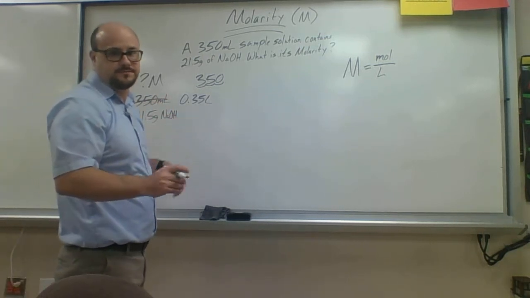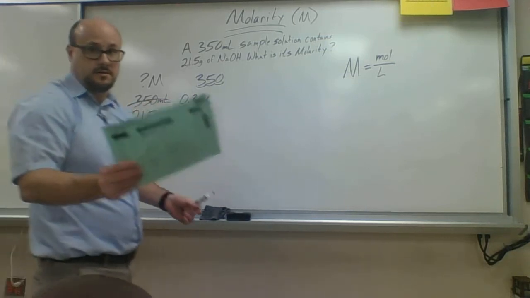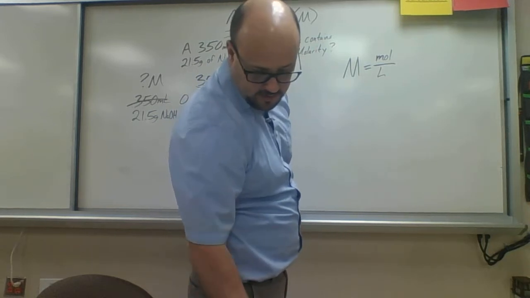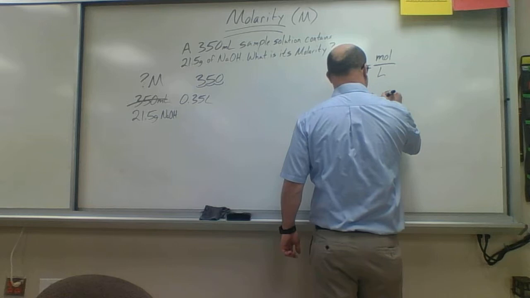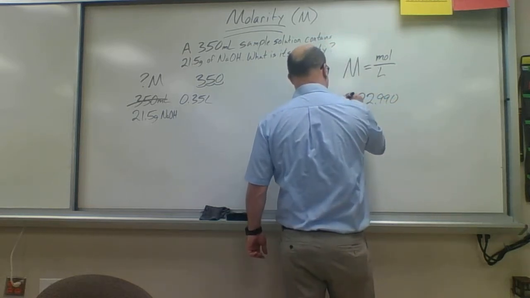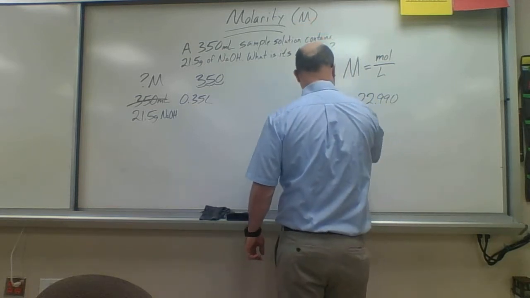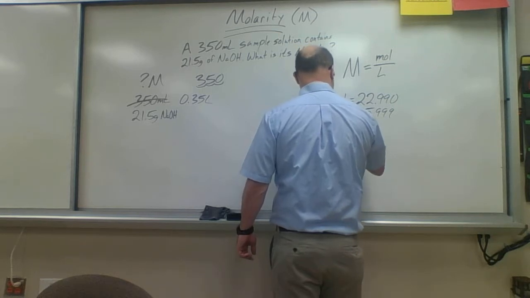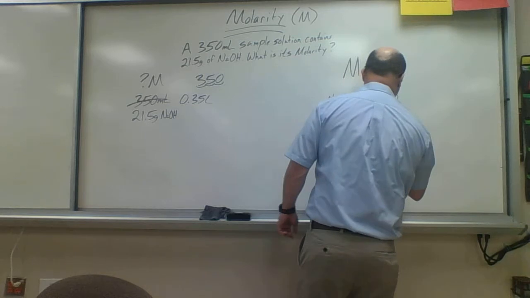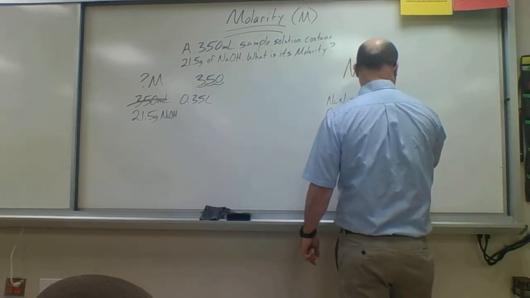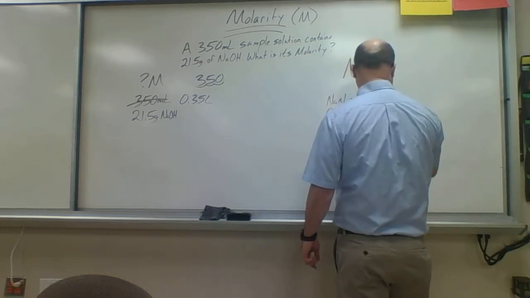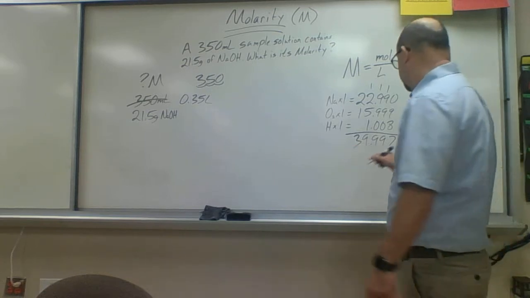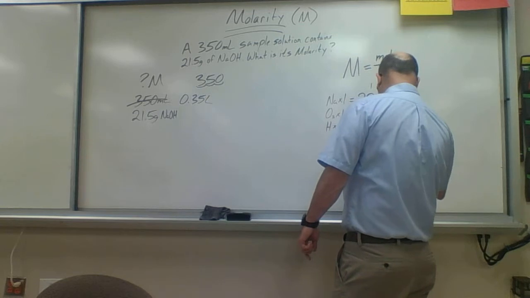Grams to moles, a little bit more work. First off, you need your periodic table. We're going to go over here and calculate the molar mass for sodium hydroxide. We've got one sodium, and sodium's mass is 22.990. We've got one oxygen. Oxygen, as we all know, is 15.999, and one hydrogen, which is 1.008. When we add these three up, we get 39.997, and remember, that's grams per one mole.